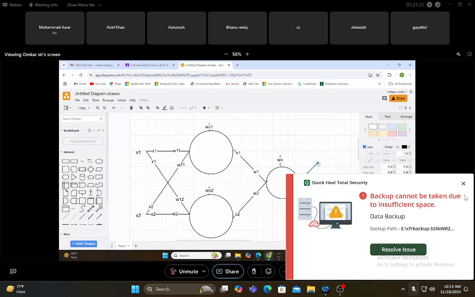Now tell me, is this diagram understood or not understood? Online people, once you have understood, we'll write the formulas now. What is O1? What is the final Y? Online people, understood this diagram? First concentrate on the diagram today.